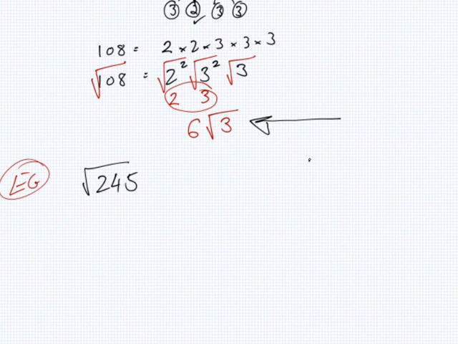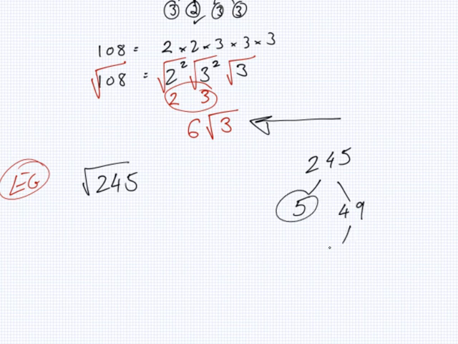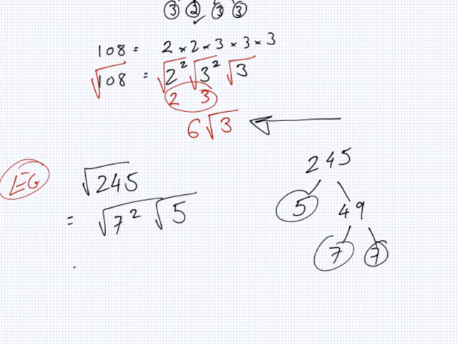So let's see. Because of the 5 here, I can see a 5 goes into it. 49 then. Well, that's actually good. So 7 and 7 then. So 7 root 5 would be the answer, because this would be root 7 squared times root 5. So root 49 is 7, and the answer is 7 root 5.